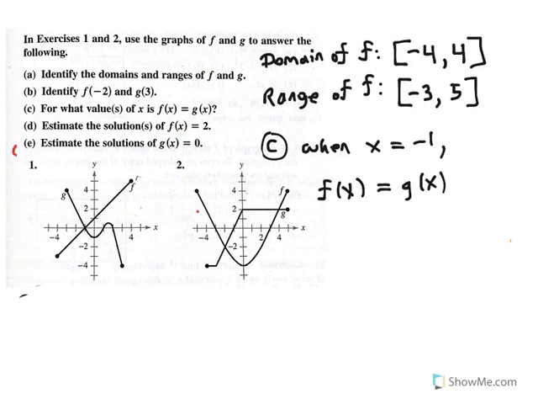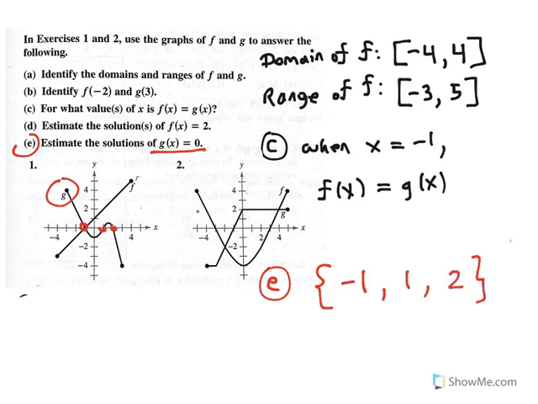We can briefly take a look at part E here. Estimate the solutions of g of x is equal to 0. So here's the graph of g. And for what input values will the output values be equal to 0? The output values are the y values, and you can see that the graph of g has these 3 points with y coordinates of 0. So for part E, you will say, estimate the solutions of g is equal to 0. That happens when x is -1, when x is +1, and when x is +2. Those are the 3 input values for the function g that will result in output values of 0.